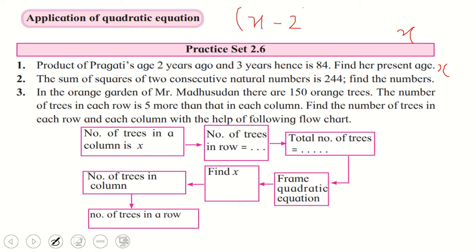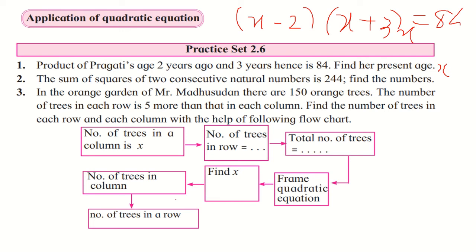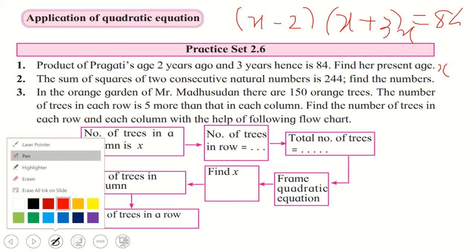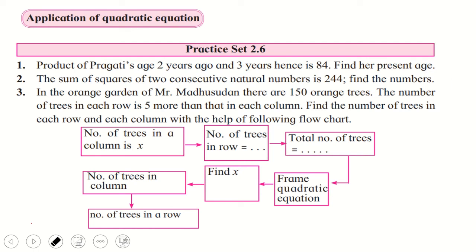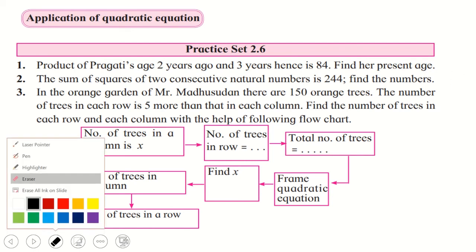X minus 2, and 3 years hence means x plus 3, and its product is 84. So this way you are going to write, and then after solving the bracket you are going to get the quadratic equation here. That is the way you are going to solve it. So this way you will frame the quadratic equation, and then you are going to solve it.